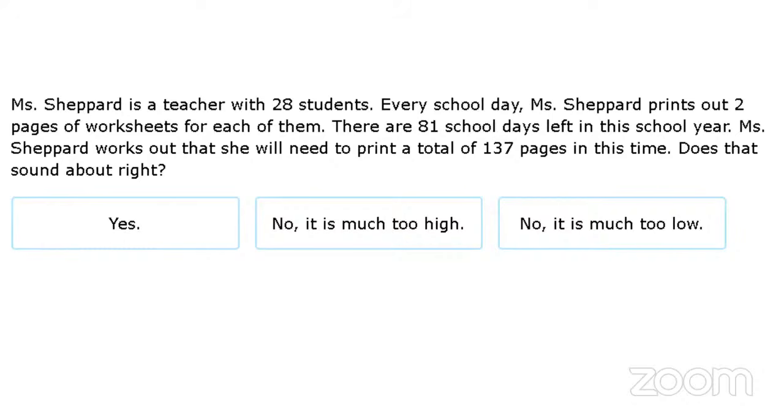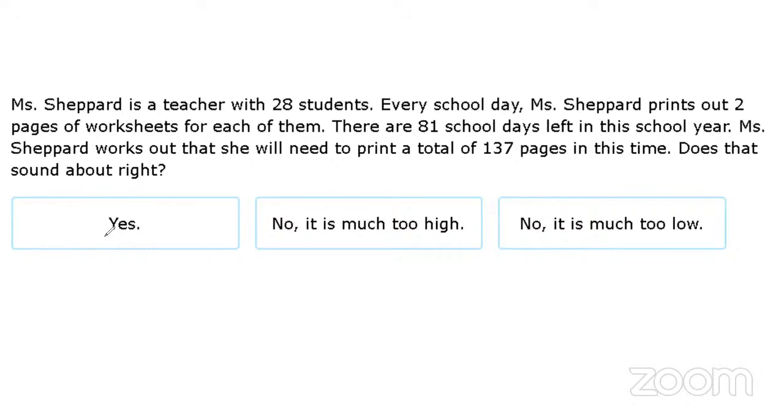Now, we have 3 options here. Yes, no, it is much too high. No, it is much too low. So I want you to share. We can call these A, B, and C so it's easy for us to represent, or definitely you can go ahead and just write what the options are saying.